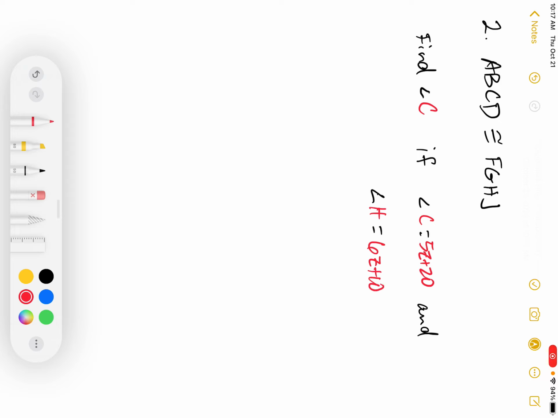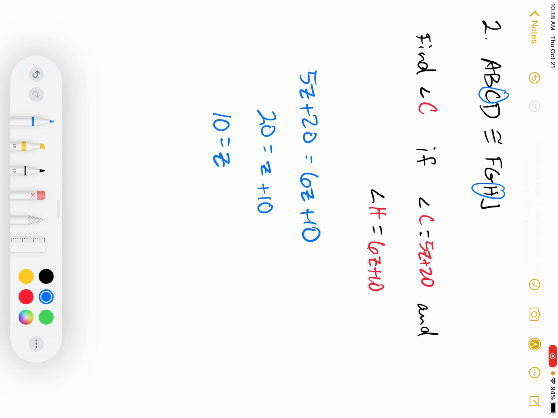Again, the process is exactly the same. We take those two things and we set them equal to each other because C and H are corresponding parts. Those angles are going to be equal to each other if the figures are congruent. So 5z plus 20 equals 6z plus 10. Just do some quick math, move the 5z over, and then we subtract 10. So we get that z equals 10.